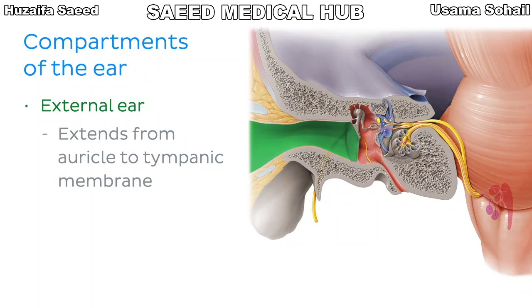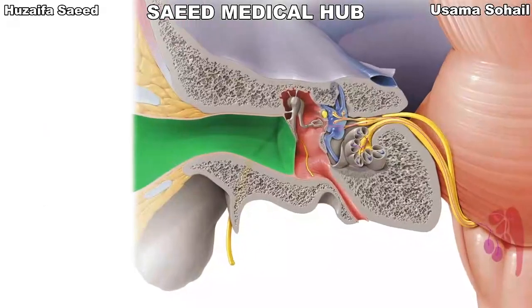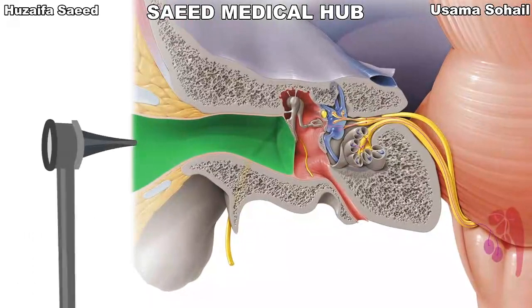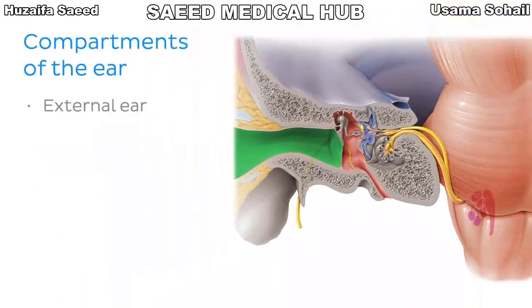The canal that we see here too is known as the external auditory meatus, and you can see it outlined in dark grey as well. This is, of course, the part of the ear that a clinician examines with an otoscope, which you can see in our little animation just here. Let's now have a look at what lies beyond the tympanic membrane.